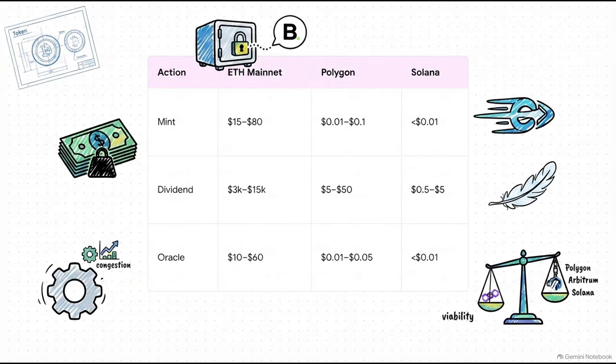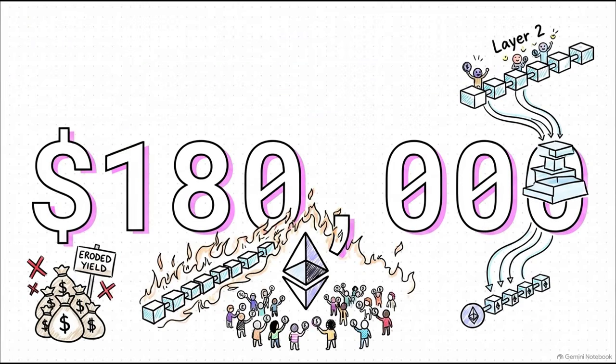Minting a single token there can cost anywhere from $15 to $80. But doing that exact same operation on Polygon, Arbitrum, or Solana drops the cost down to fractions of a cent. Choosing the right chain literally dictates whether your asset is even viable to tokenize in the first place. Let's make those economics a bit more visceral.